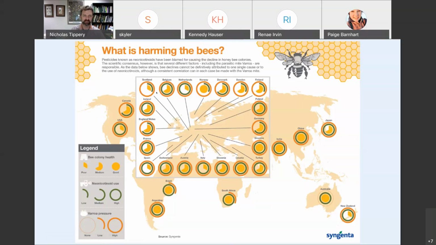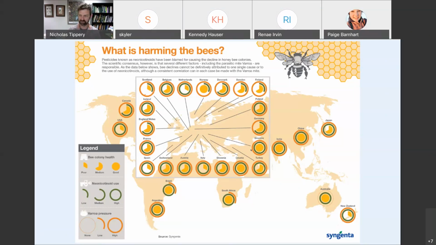But so here's an example. Scotland has poor bee colony health, low neonicotinoid use, but high pressure of the mites. Sort of a data point in their favor that says maybe it's actually these mites that are causing trouble a little bit more than the pesticide use.